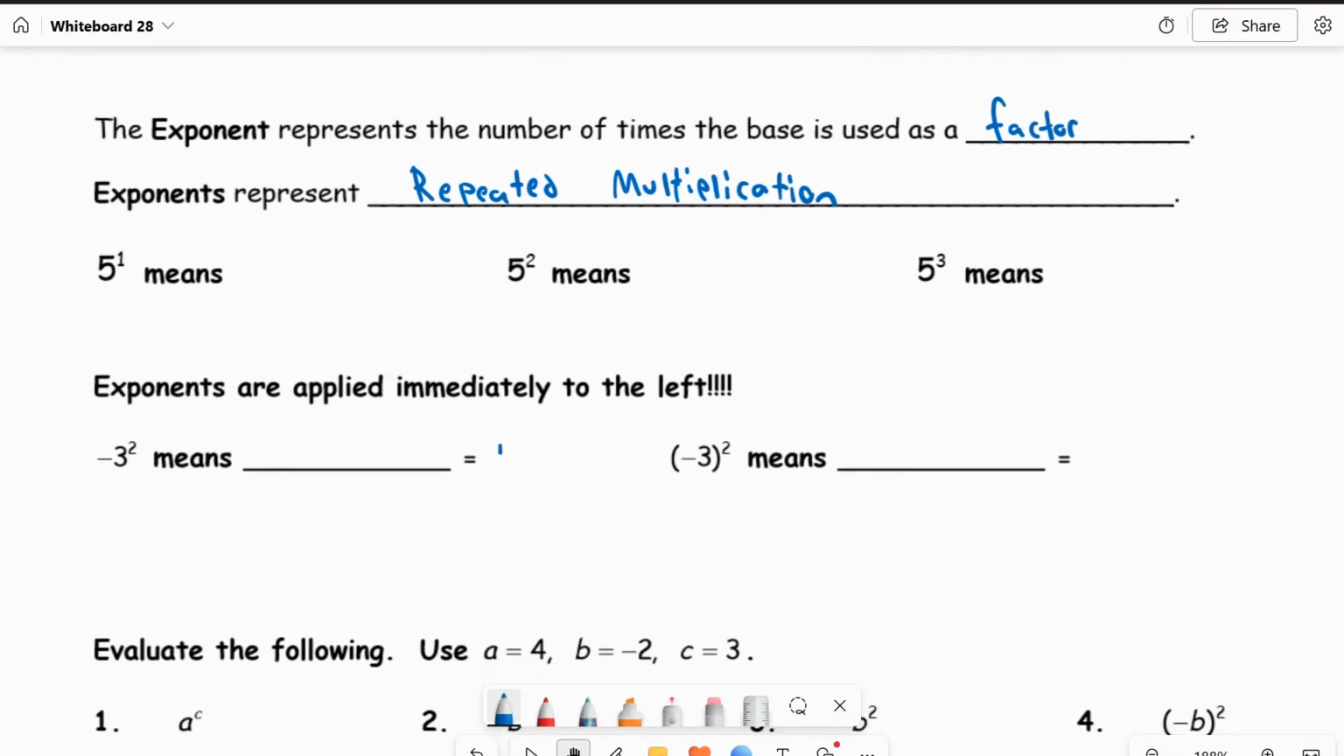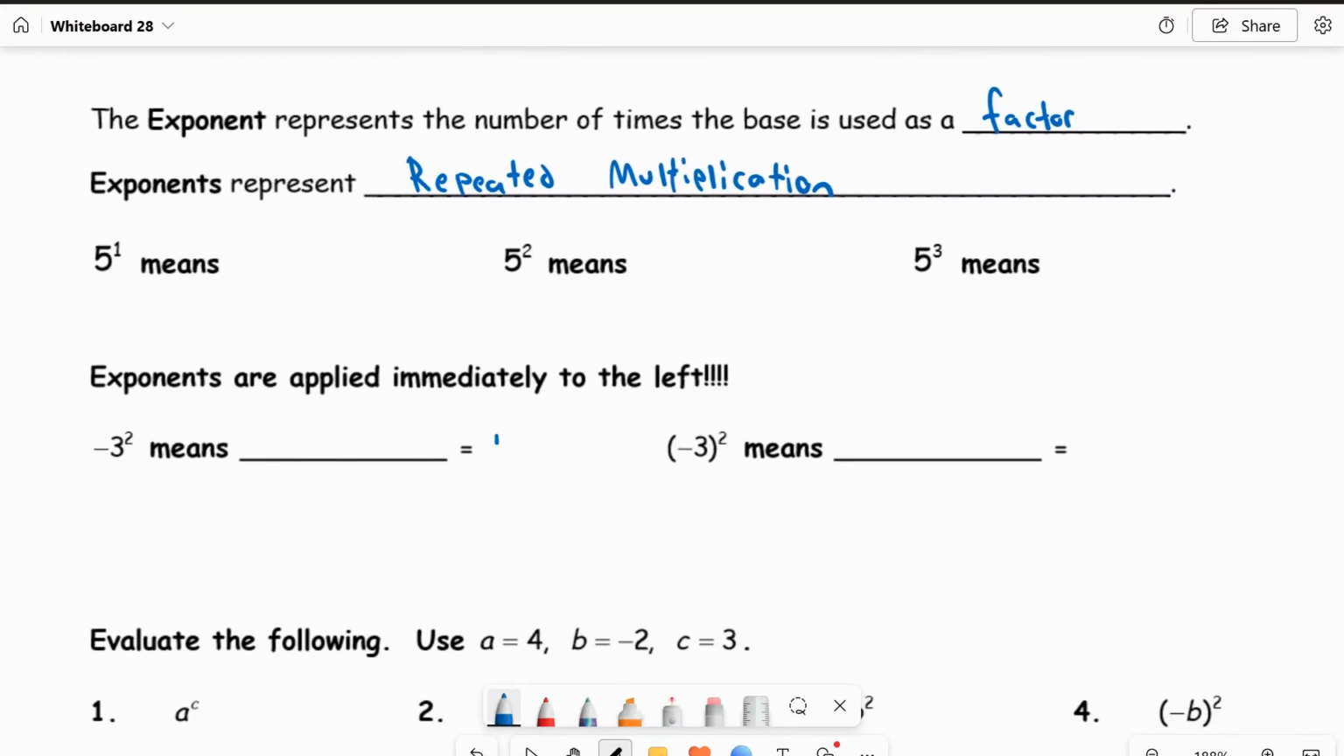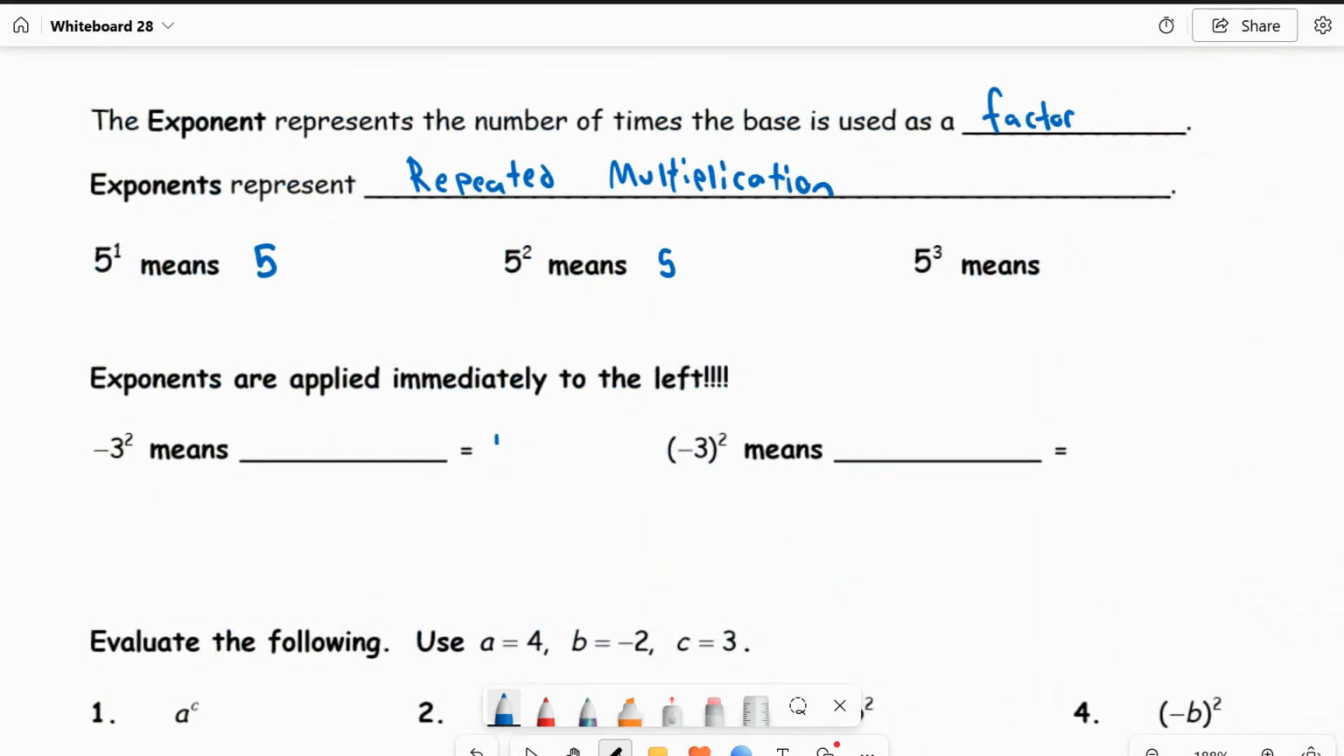So just a quick review. If we had 5 to the first power, that just means 5. 5 to the second power means 5 times 5, or 25. And 5 to the third power means 5 times 5 times 5, or 125.